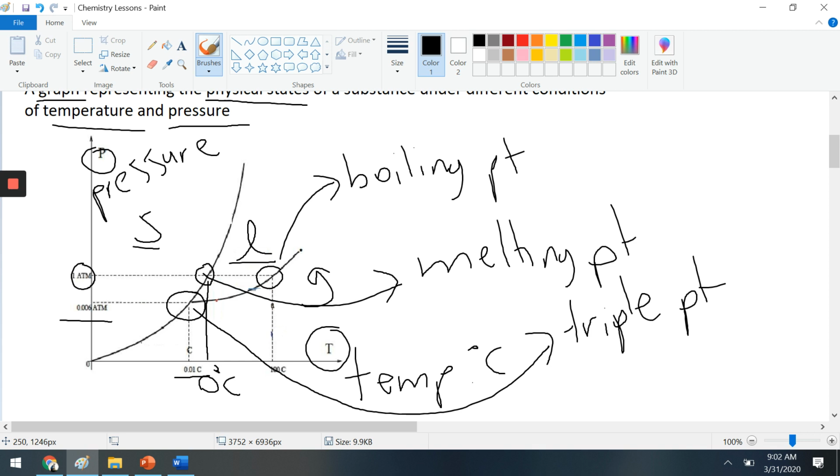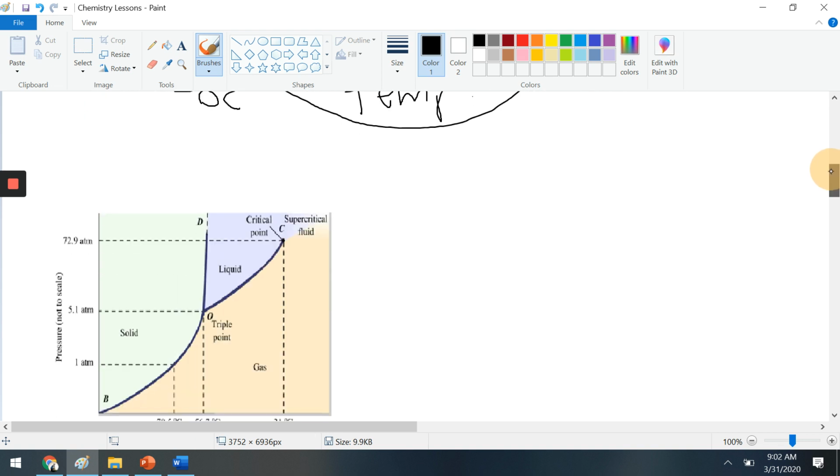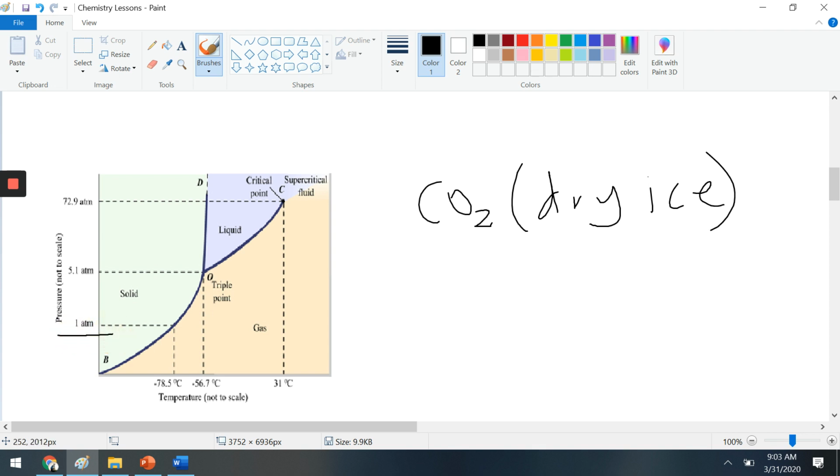Let's look at just one more phase diagram. That way, we can give you a better understanding of how to read it. Over here at the bottom, this is a phase diagram for CO2, which is carbon dioxide. In other words, this is for dry ice. Is it different from water? Yes. Remember, for water, it melts at 0 degrees Celsius at 1 atm. However, for CO2, it's slightly different.